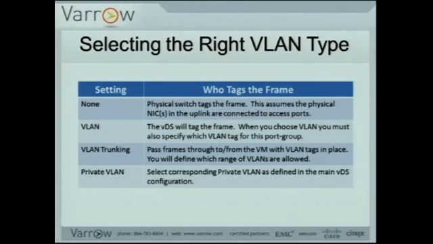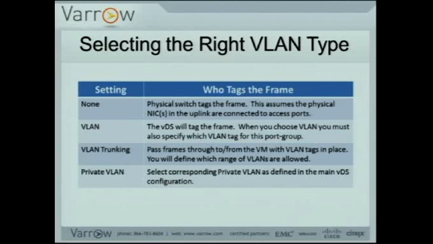The other one is VLAN trunking. I can trunk multiple VLANs to my VMs. I set it to VLAN trunking, I give it a range of VLANs, and that's what gets passed up and back to my VMs, and hopefully your VMs have a special NIC driver that is capable of handling those different VLAN trunking and tagging. And finally, private VLAN.